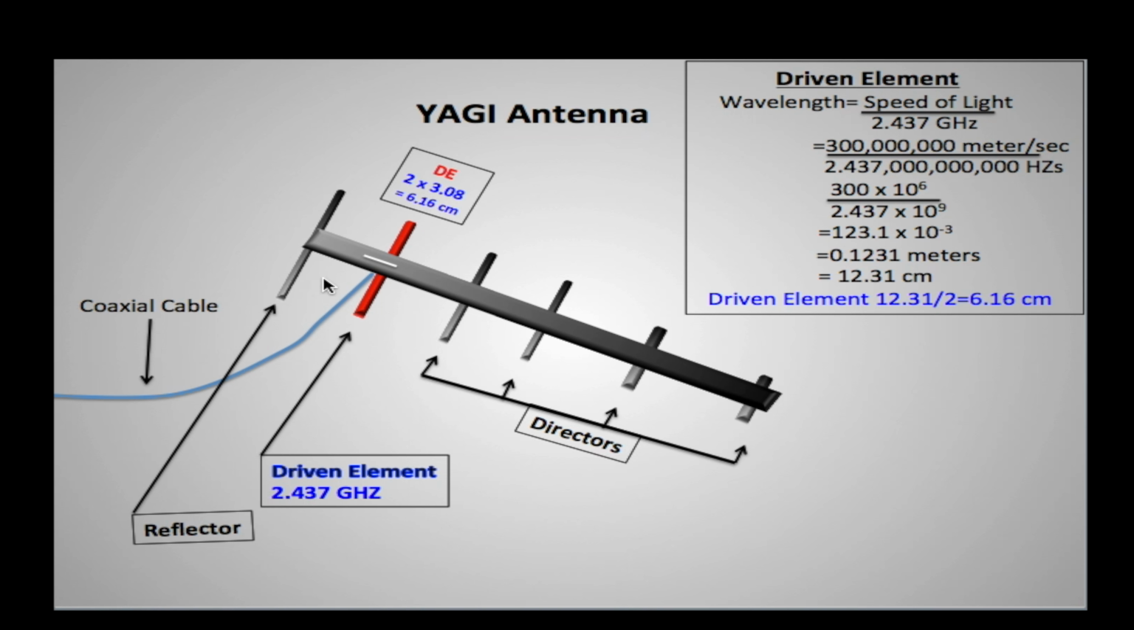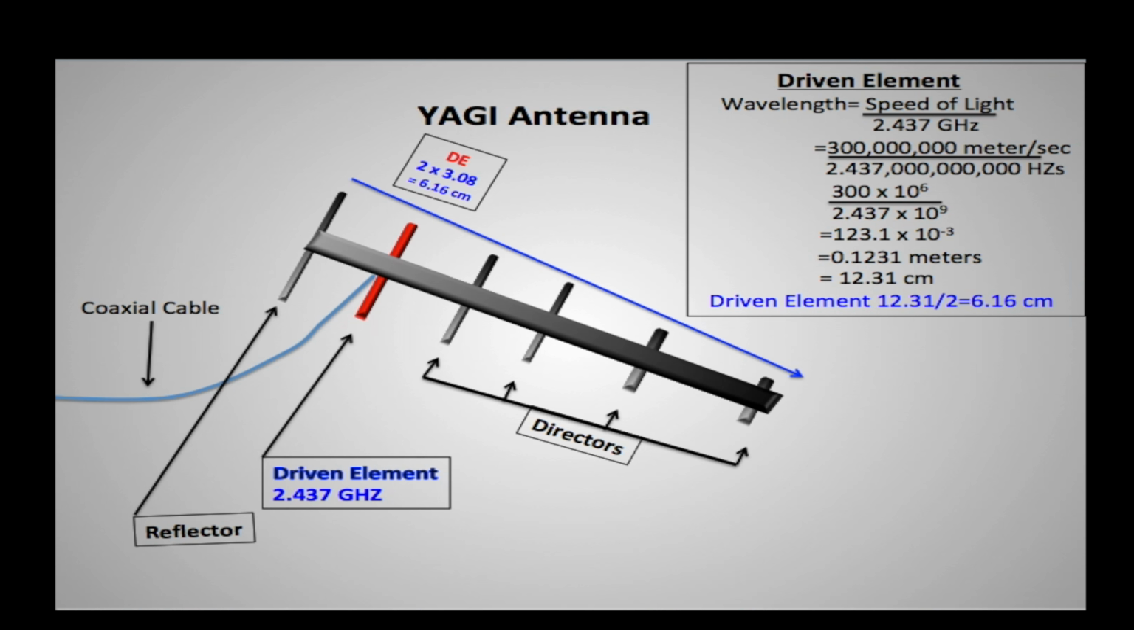So as you know, a dipole antenna is 2 halves. So half the wavelength is 6.16 centimeters. But this element here is divided in 2. I know you can't see that. That's why I have this line here, just to indicate to you that this element here is divided in 2. So we have this 6.16 centimeters divided by 2. So we have 3.08 centimeters for each one of these elements.